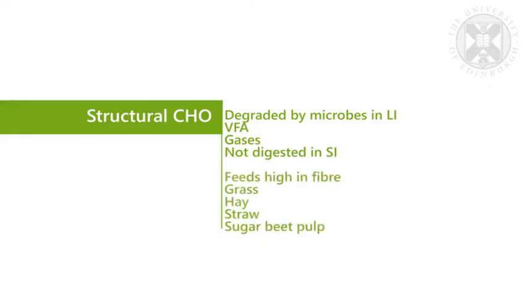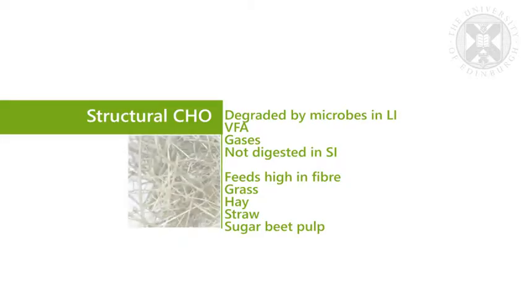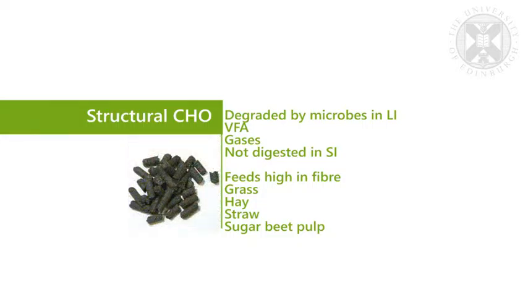The types of feeds that are high in fibre, so that have a high structural carbohydrate content, are grasses, hay, straw and sugar beet pulp, for example. But we need to remember that fibre is extremely important in horse diets. It's a major energy source, but it's also important for maintaining a healthy large intestinal environment. If there is not enough fibre in the diet, then the large intestinal environment cannot function effectively, and this poses significant health risks to horses.